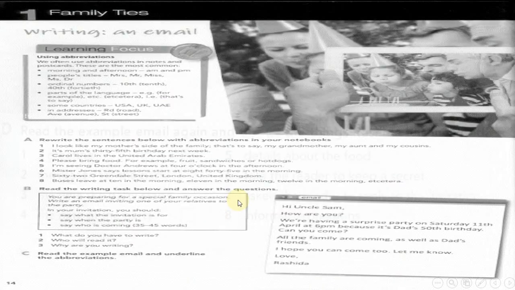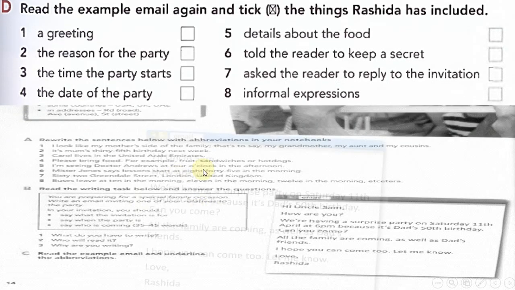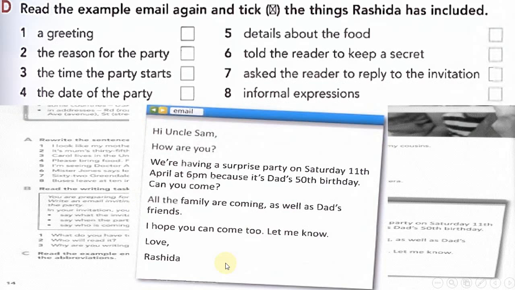Let's move on. Now, in exercise D, read the example email again and tick X the things Rashida has included, the information that Rashida included in her email. So let's check the email again. Look at the email again, and did she include a greeting, تحية?